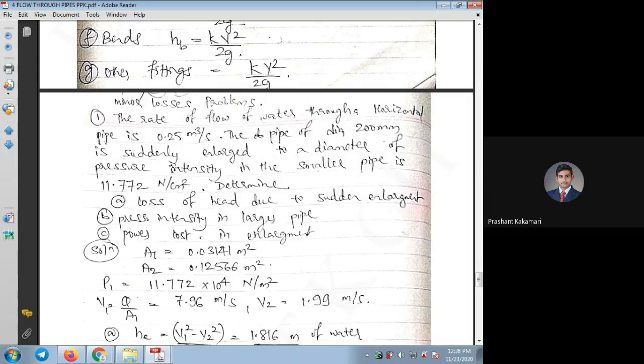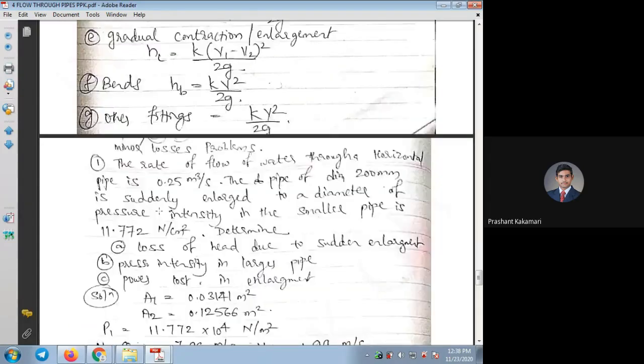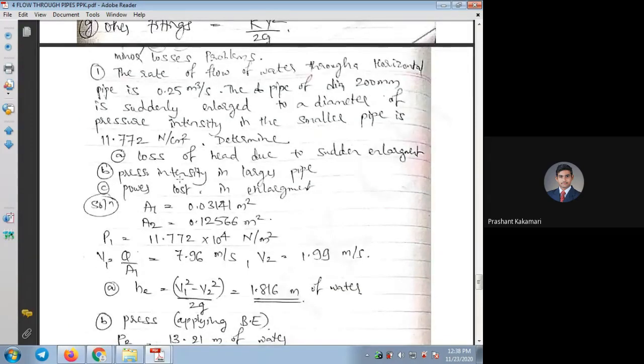Pressure intensity in the smaller pipe is 11.772 Newton per centimeter square. Determine loss of head due to sudden enlargement. So you recall the head loss equation; from this equation, you can find out what is head loss due to sudden enlargement. That we need to find out. Pressure intensity in the larger pipe we need to find out, because the smaller pipe pressure intensity is given. That is the P2 value we need to find out.